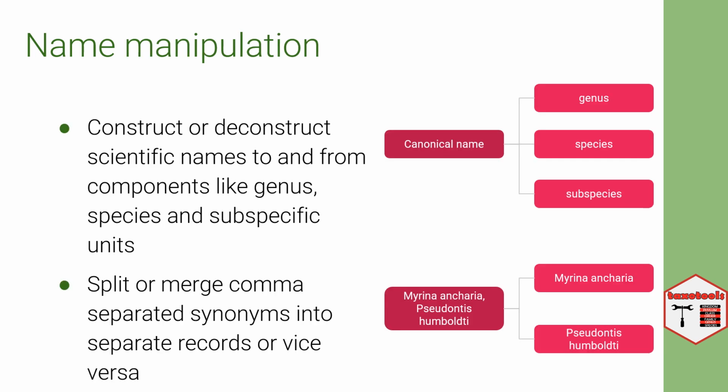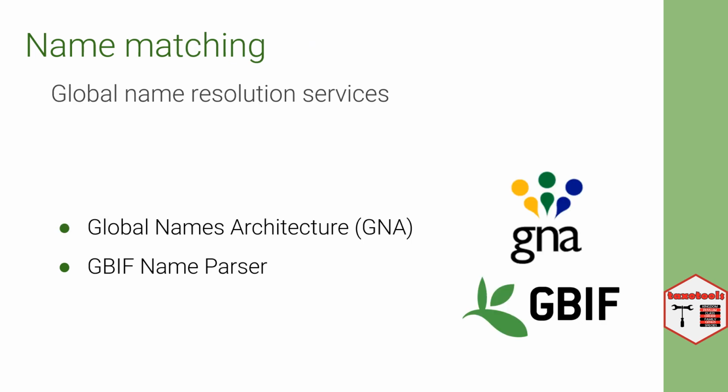The next set of functions are for name manipulation, where constructing and deconstructing scientific names to and from the name components like genus, species, and subspecific units are available. Also, splitting and merging comma separated synonym lists into separate records or vice versa can be done. Name matching is very important, and matching the names with global resolution services like the Global Names Architecture and the GBIF name parser functions are available in this package.